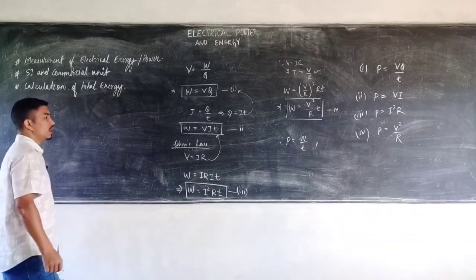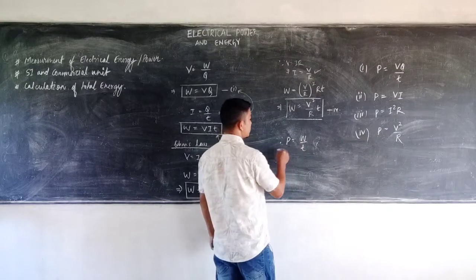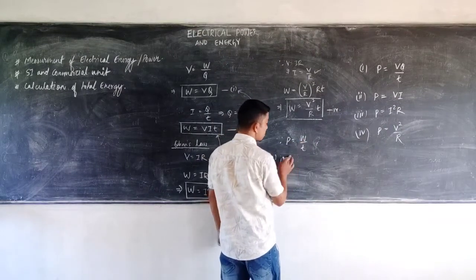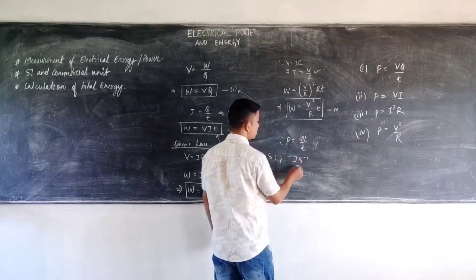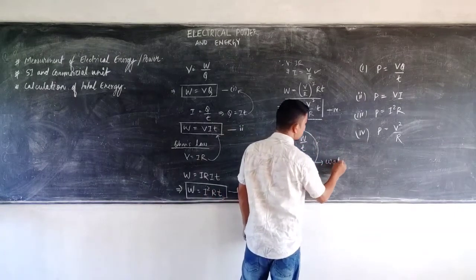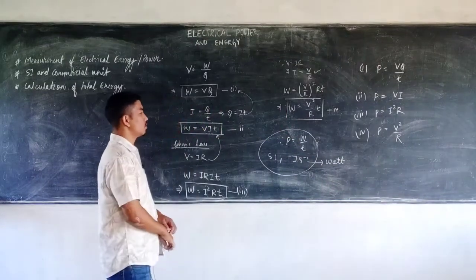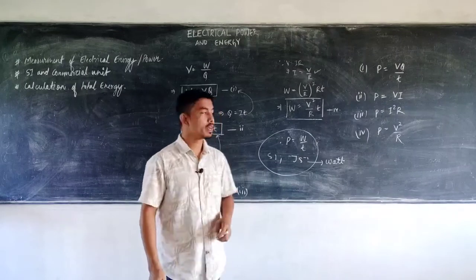Now we know that the SI unit of power is watt. If I want to find the SI unit of power, simply from this the work is measured in terms of joule and time is measured in terms of second. So joule per second is the SI unit of power, which is usually termed as watt. Using this concept of watt, we can find the commercial unit of electrical energy.